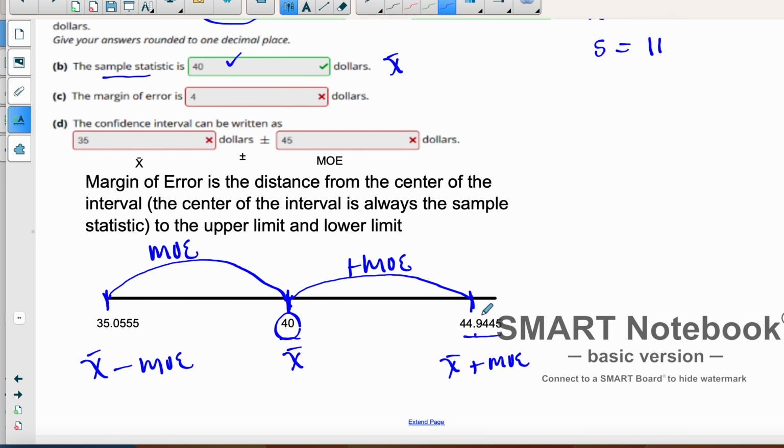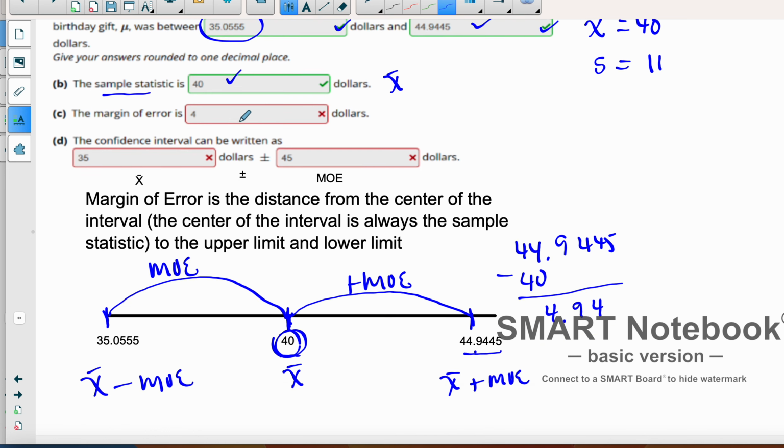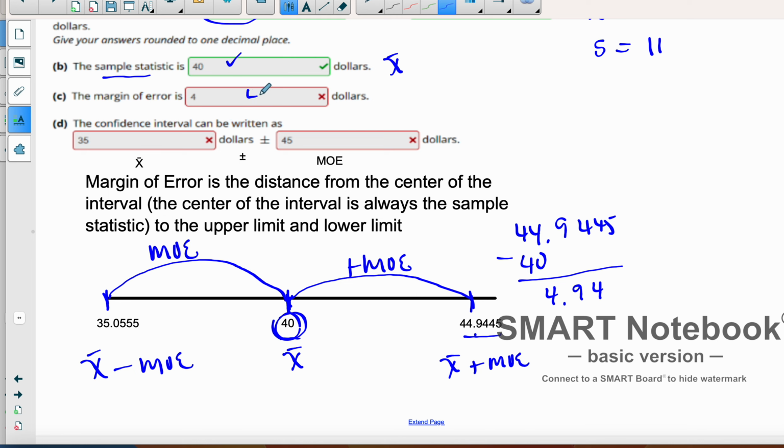To calculate that, all right, I take 44.9445 minus 40, which gives me $4.94. So this 4, I'm not sure where that came from, where you got that from, but it should be $4.94. And now this down here is just asking you to write it in the form of x bar plus or minus the margin of error.